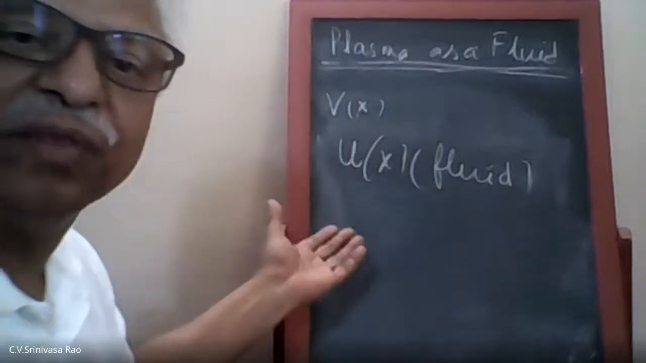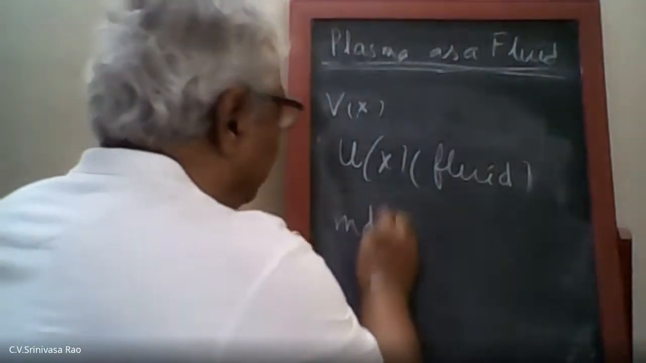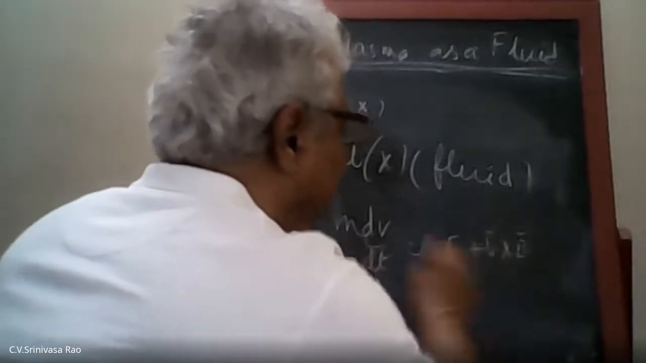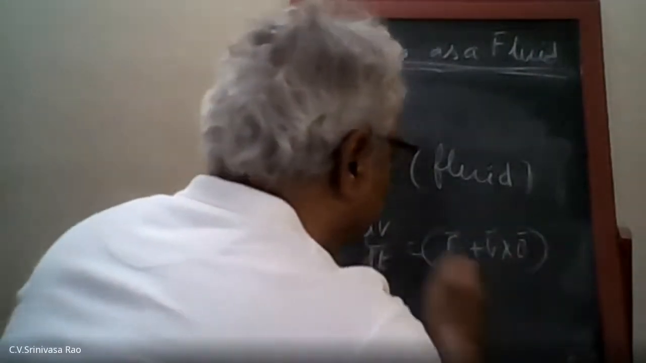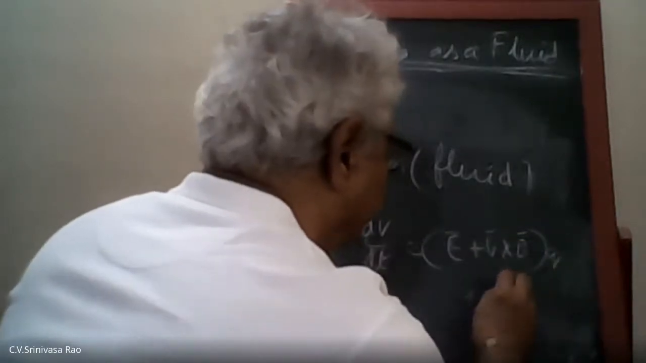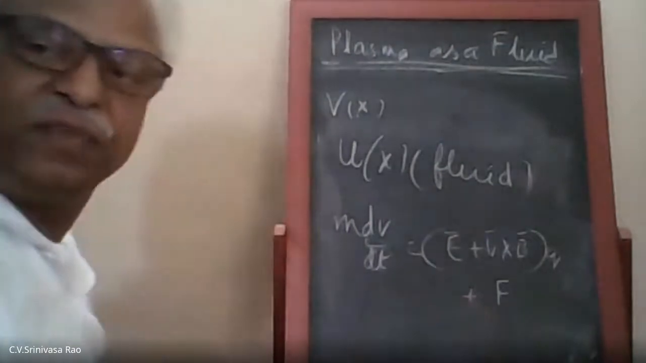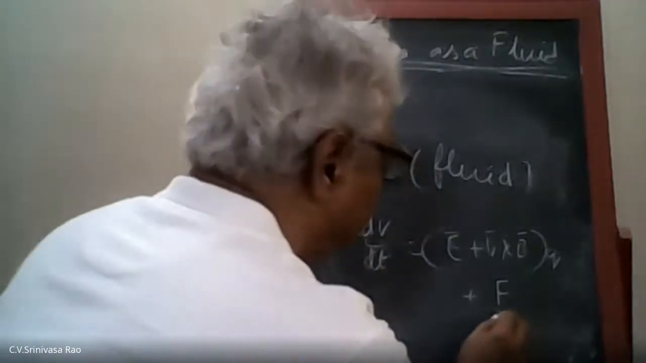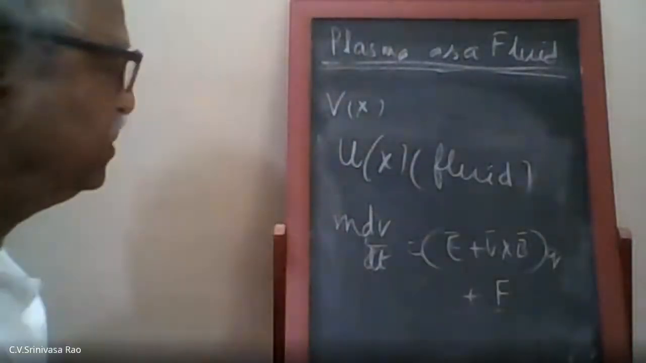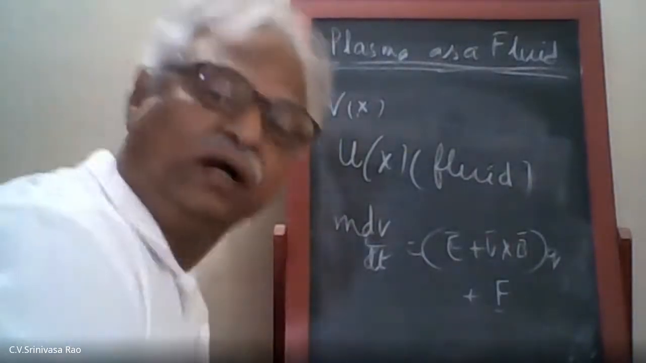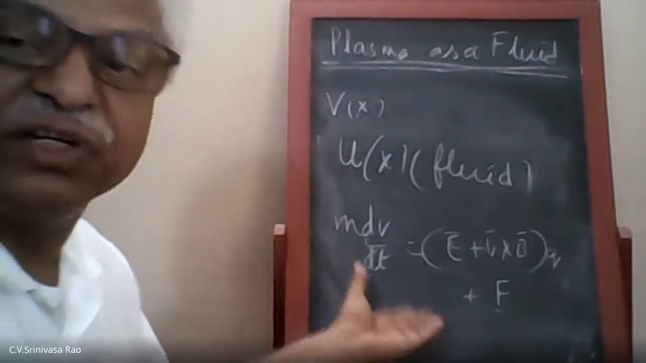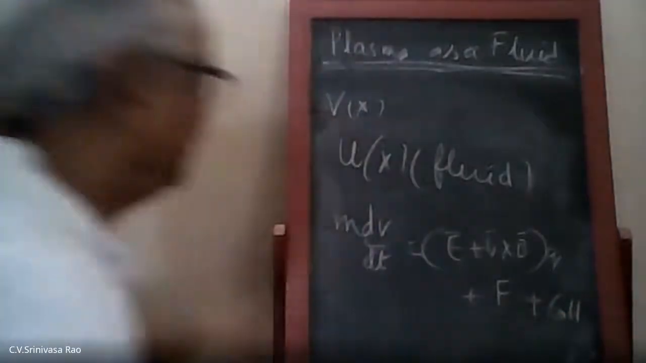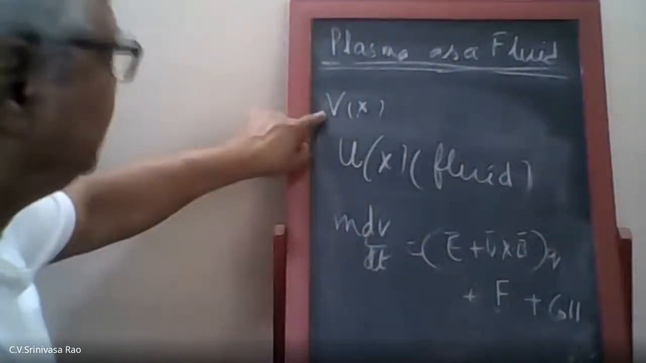equations of motion, that m dv by dt is equal to E plus v cross B, plus you have all the external forces. It could be gravitational force plus all the applied forces. Or if you take collisions, you'll have the friction part of it. So that part will also be added, collisions. So this is the equation of motion for each particle.